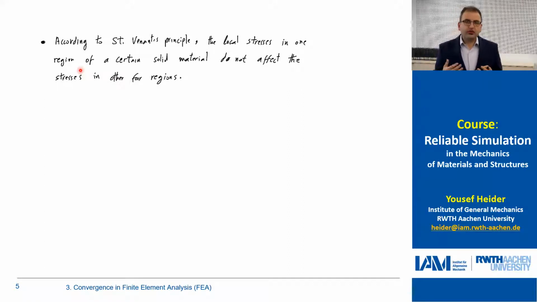There are some theories behind this. According to Saint-Venant's principle, the local stress, so stress is a local quantity, the local stresses in one region of certain solid materials, in some location in our domain, don't affect the stresses in the other regions. So that's why we can refine the mesh in a certain region and leave the mesh very coarse far from the region of interest, where we maybe don't have stress concentration.